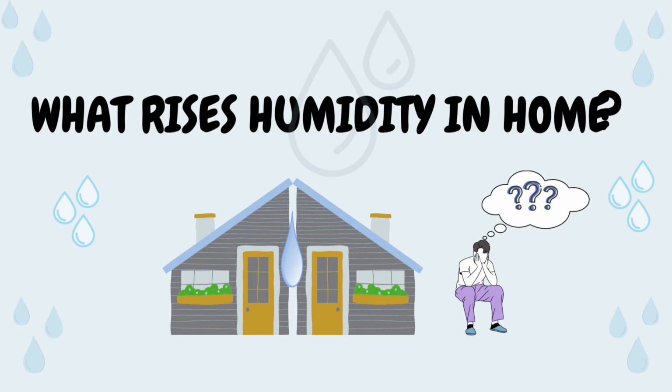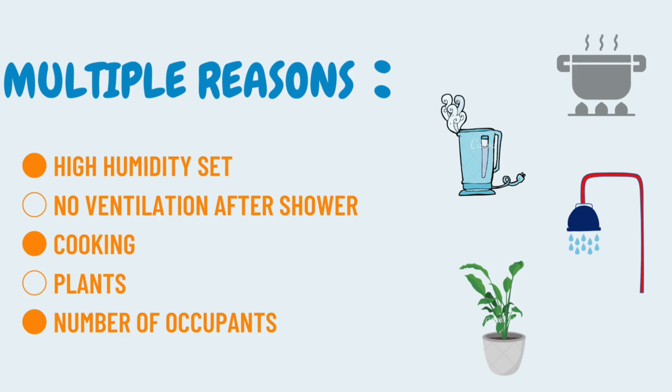Now, before talking about solutions to fix this condensation issue, let's first talk about what can raise humidity inside the house. There can be multiple reasons. First, it can be a high humidity setting on your humidifier. Second, no proper ventilation after a shower. Or boiling water and cooking food without covering the utensils and not ventilating properly. Then it can be your plants. And it can also be a high number of occupants in a house. For example, one adult breathes out 1.5 to 2 liters of moisture in one day.